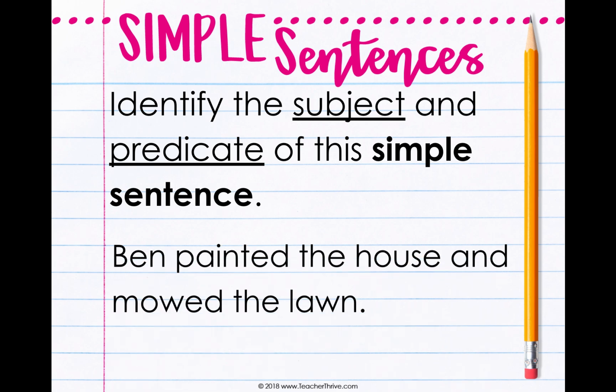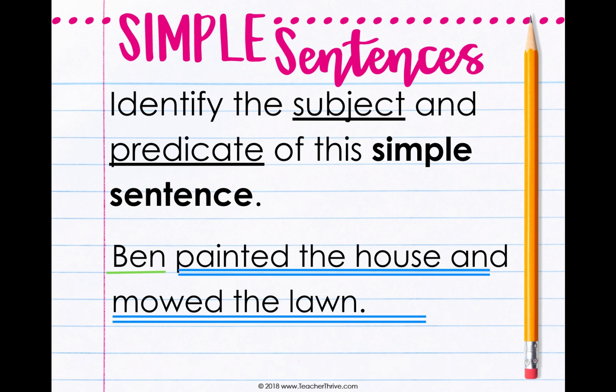Ben painted the house and mowed the lawn. Ben would be the subject, the complete subject. We only have one word for the subject for this one. Painted the house and mowed the lawn would be the predicate. The predicate, once again, is telling us what Ben is doing, what the subject is doing. And it has two verbs, painted and mowed. And that's the predicate.